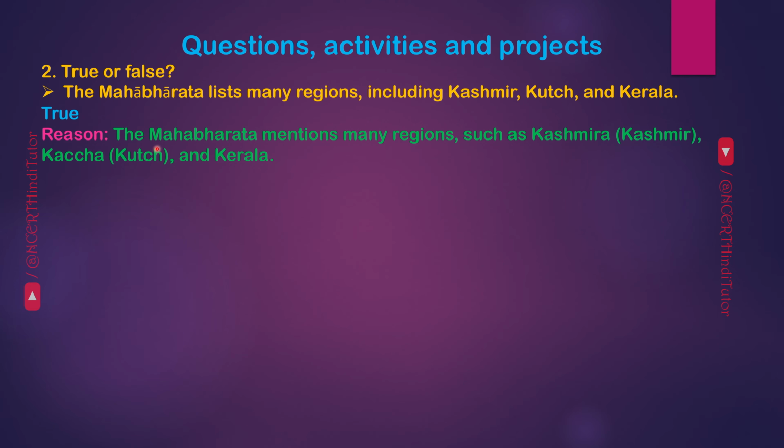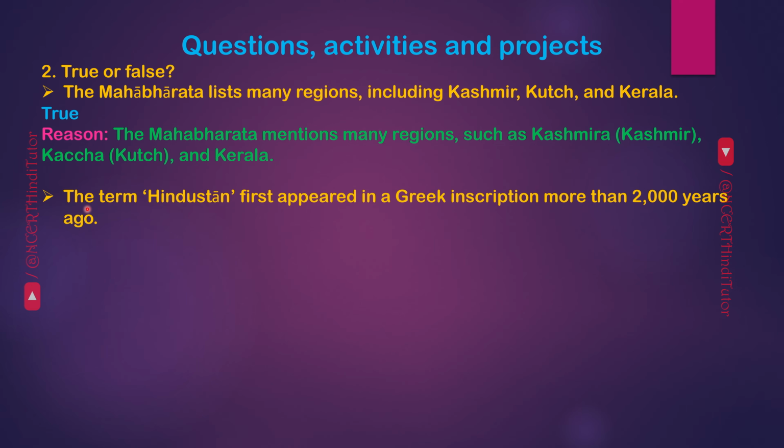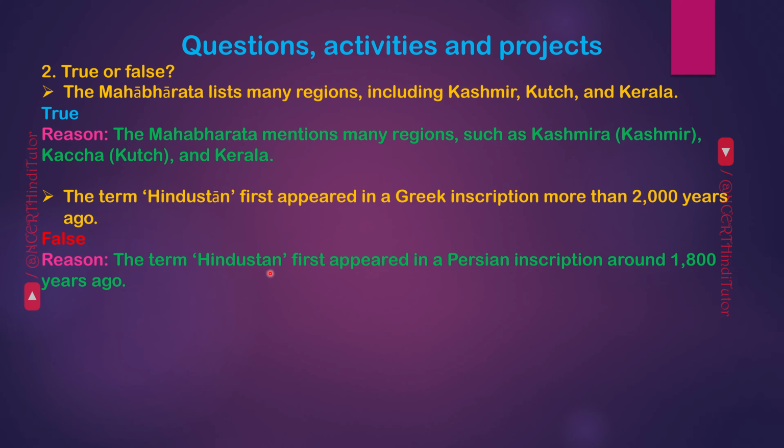Answer. True. The Mahabharata mentions many regions such as Kashmir, Kachcha, Kutch, and Kerala. Next, the term Hindustan first appeared in a Greek inscription more than 2000 years ago. Answer. False. The term Hindustan first appeared in a Persian inscription around 1800 years ago.